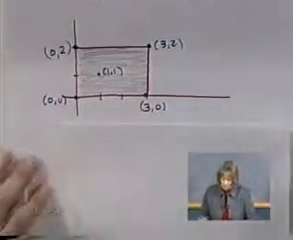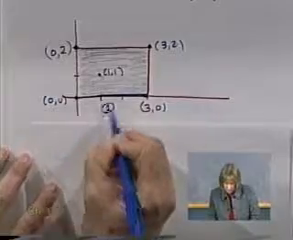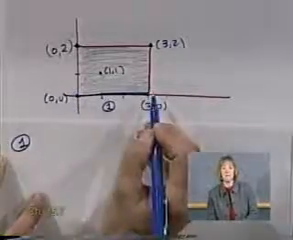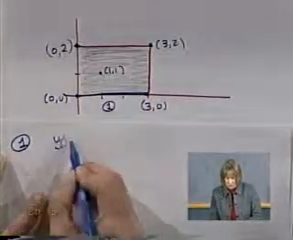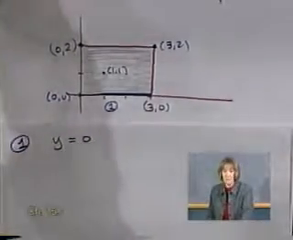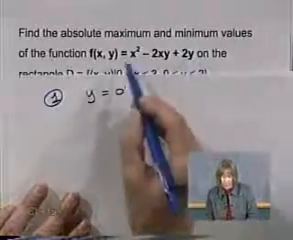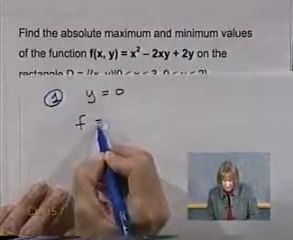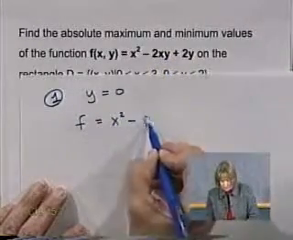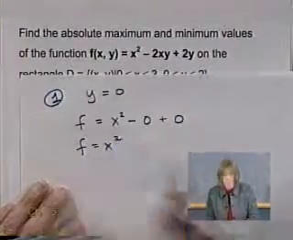First I'm going to check this border right along here. We'll call this side 1. Now, what can you tell me about side 1? Every point on that side has y equal to 0. So I'm going to go back up to f(x,y) and plug y equals 0 into that function. I get f is equal to x squared minus 2 times x times 0, which is 0, plus 2 times 0, which is 0. So I get f is x squared.